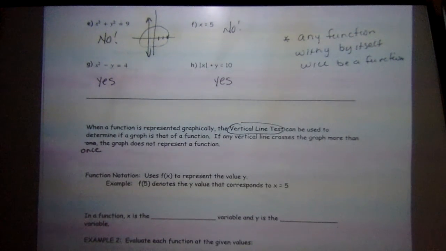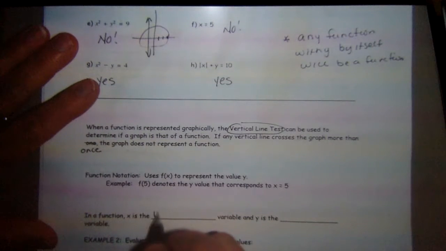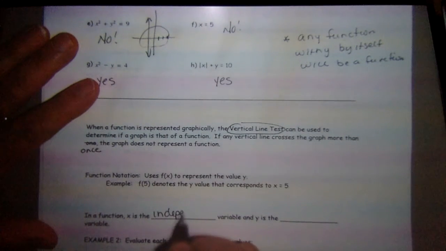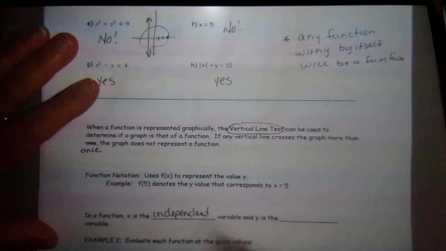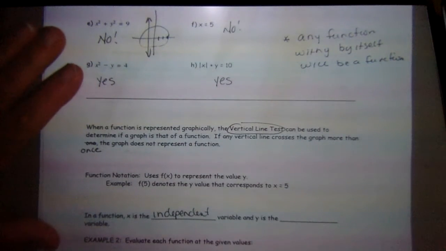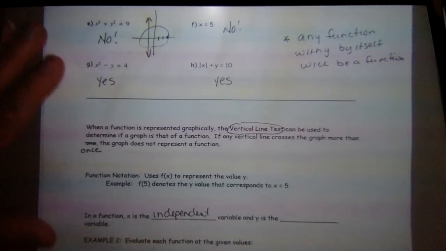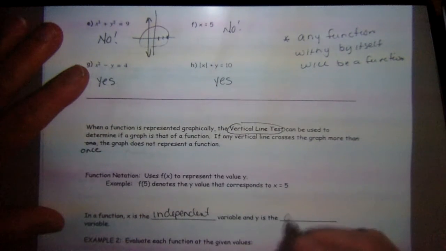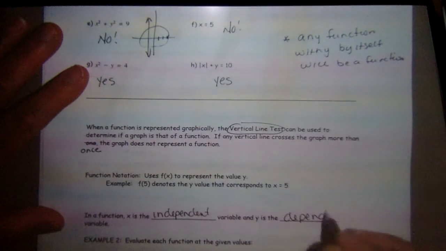All right, function notation is where we replace the y with f of x. For example, f of 5 denotes the y value that corresponds to x equals 5. So in a function, x is the independent variable, y is the dependent variable.